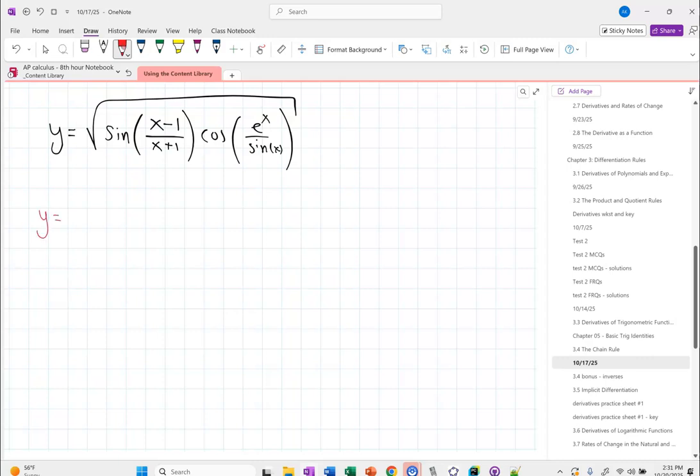All right. We correctly identified the outermost function as the square root, right? What's the derivative of the square root of x? One half times x to the negative one half.